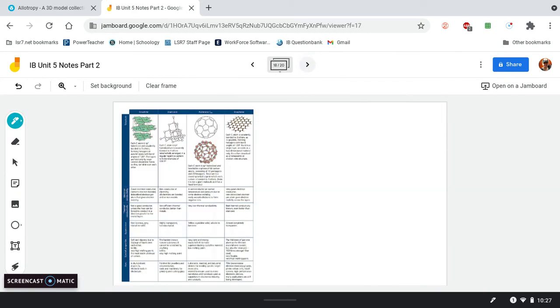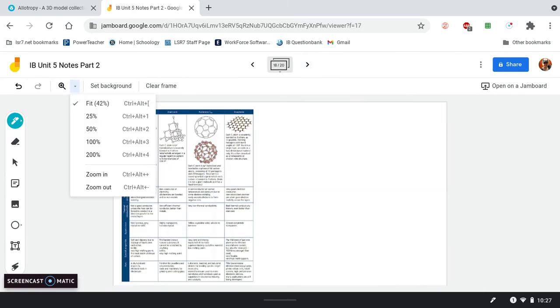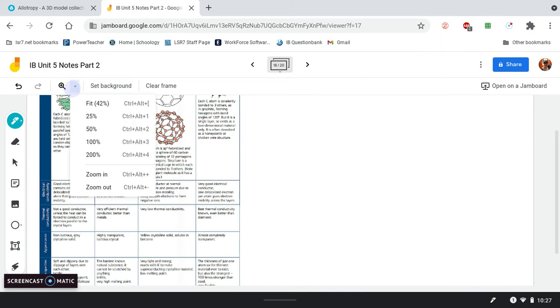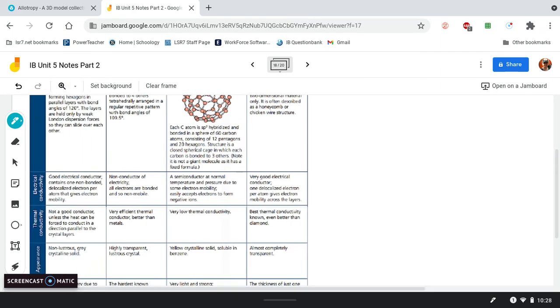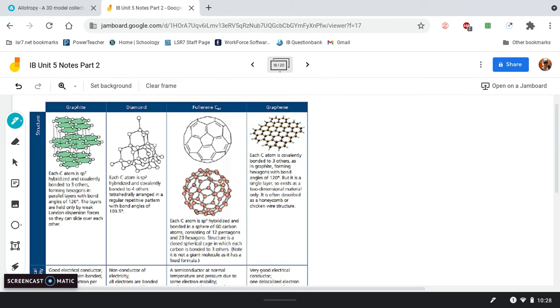And then this was just in your notes. This is from the IB book, and you can go through and read about the differences. I'm not going to go through it because you have it. You can read it, but it talks about the layers, the shapes, all the same stuff I talked about.